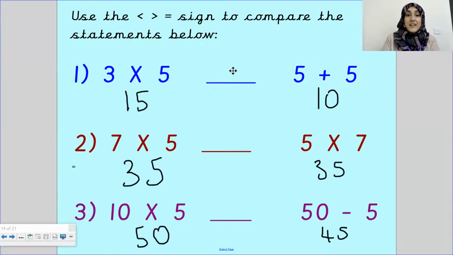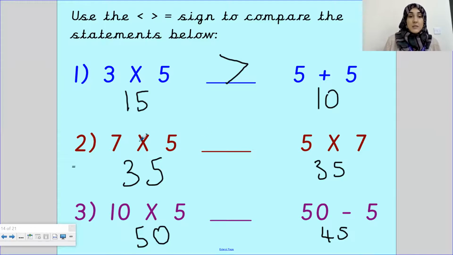Okie dokie. Now, we have the answers to the questions over here. We need to now put the signs. So can you help me put the signs? So we've got 3 times 5, which is 15, and we've got 5 add 5, which is 10. The crocodile always is the bigger number, so it's going that way.